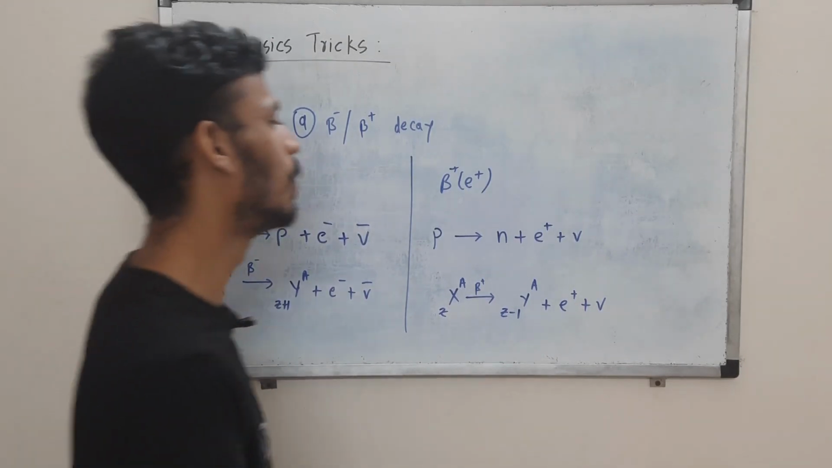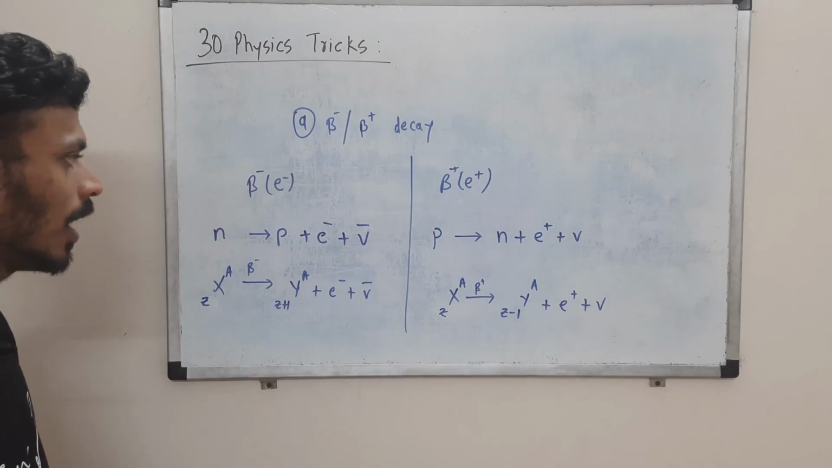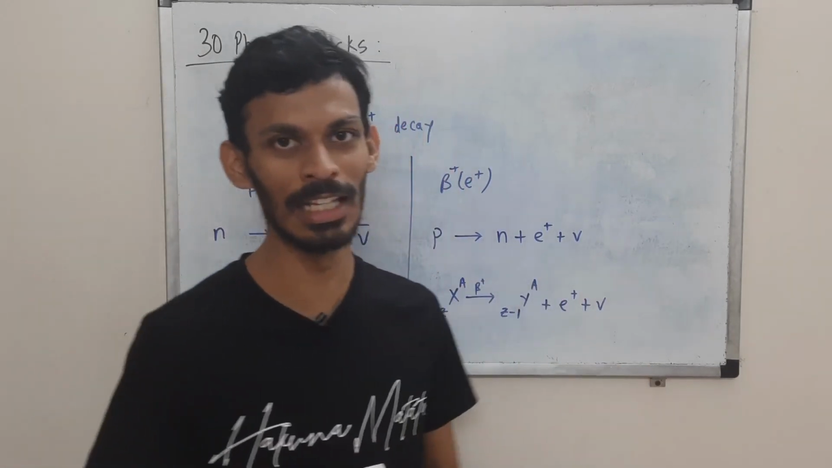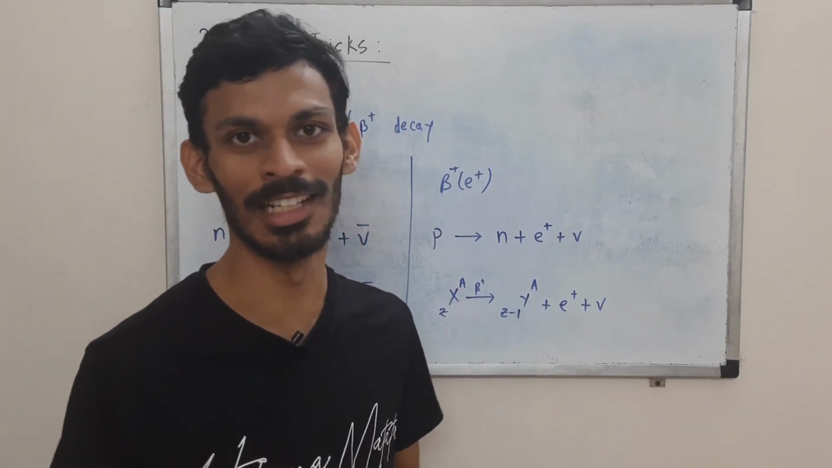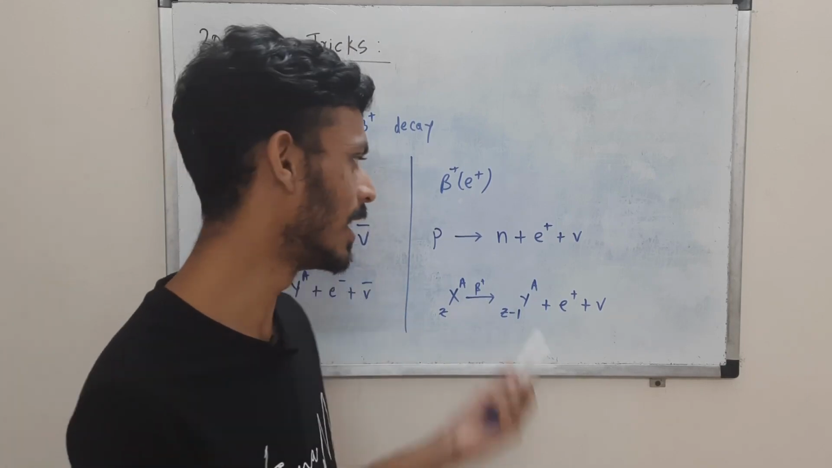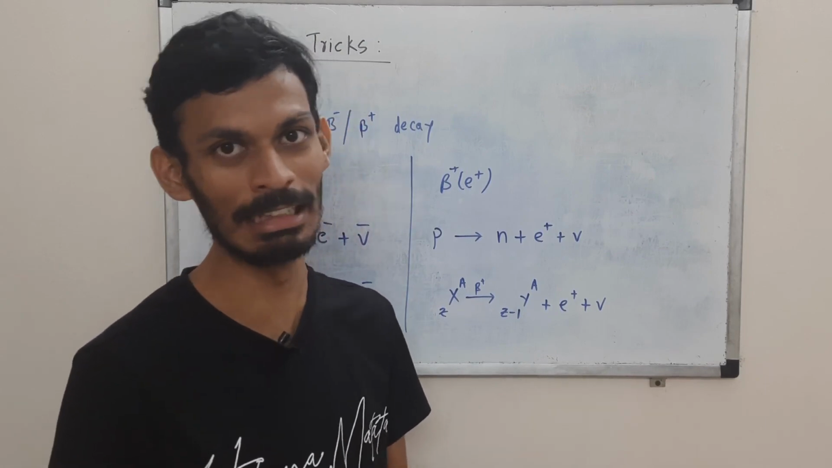Of course you might have your own tricks regarding this, but it's always better to understand, right? And fun fact, this reaction is actually not possible in free space. But we do see beta plus decays in nature, right? So do explain to me about that in the comment section. Why is this reaction not possible, but we do see beta plus decays?